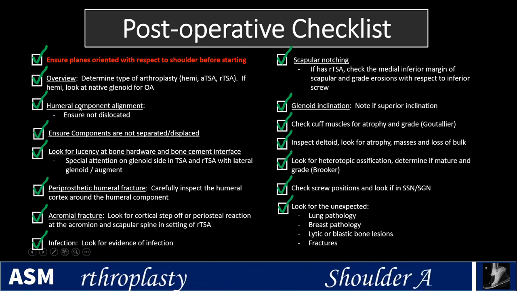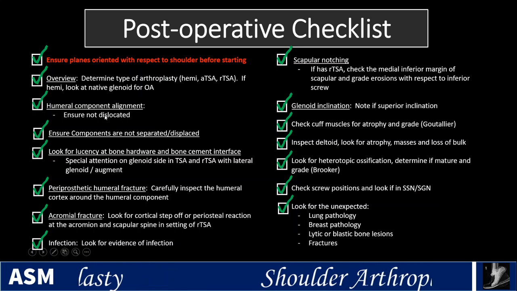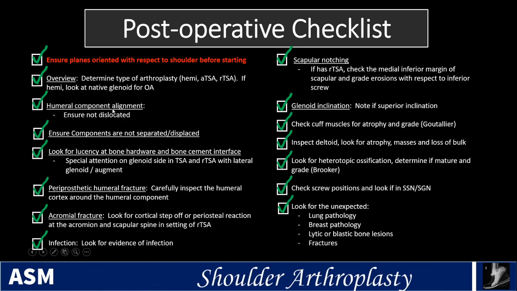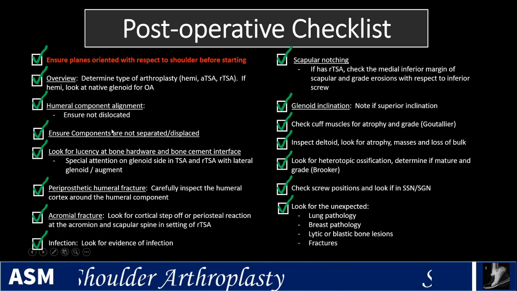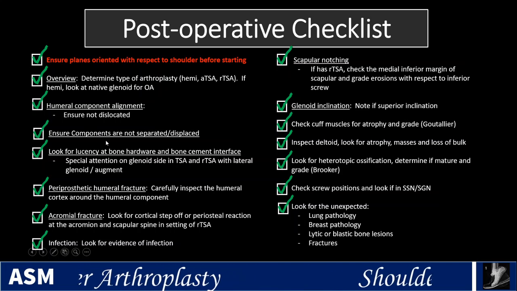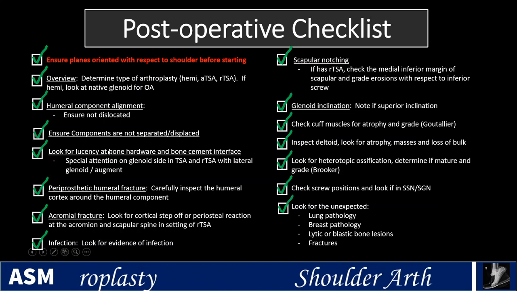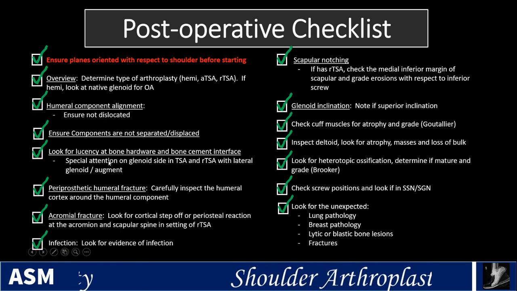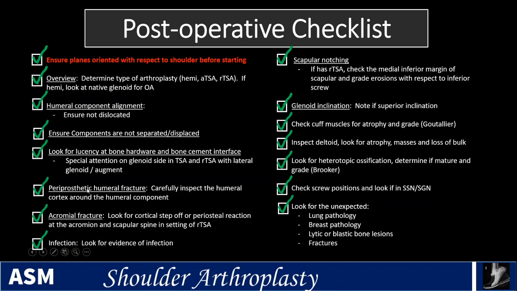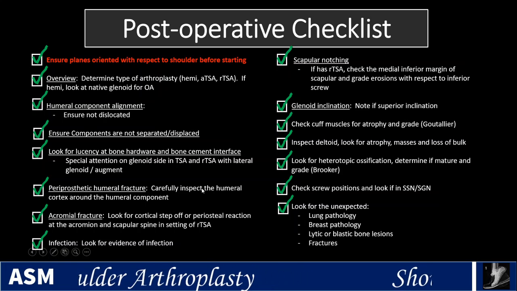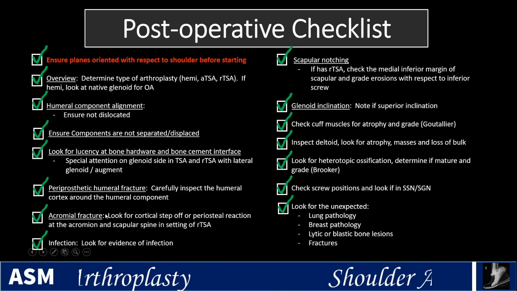Look at the humeral component, look for alignment, ensure it's not dislocated. If it's popped out anteriorly, really closely inspect that subscapularis. Ensure the components are not separated or displaced. Look for lucency at the bone hardware and bone cement interface, and pay special attention to the glenoid side. Periprosthetic humeral fractures, just carefully look at the cortex all the way around the humeral component.